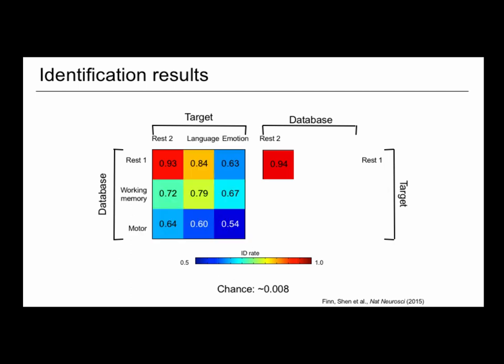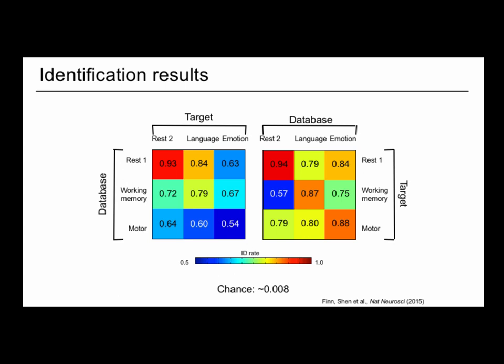And if we fill out the rest of these results matrices, you can see that if we're moving between rest and a task or between 2 different tasks, the accuracy drops slightly, but it's still well above chance. So by and large, the majority of the time, we're able to sort of pick you out of a crowd regardless of what you're doing while being scanned.